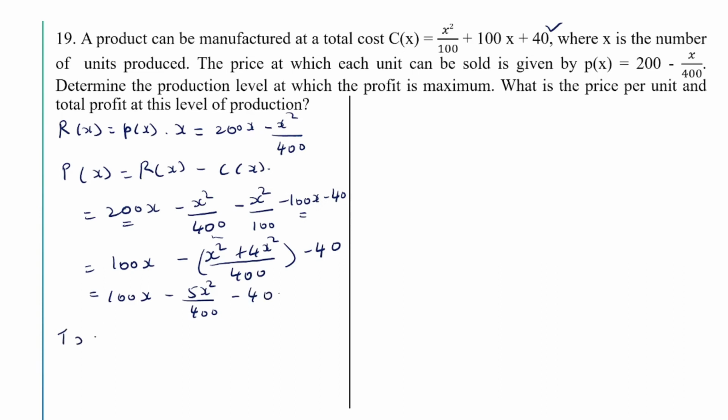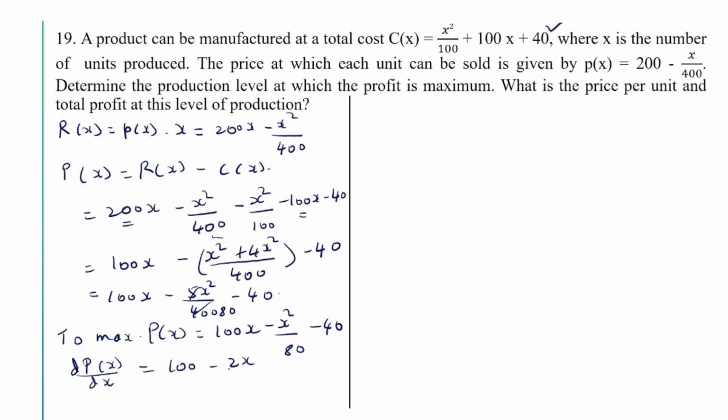So now we have to maximize the profit. To maximize P of x is equal to 100x, this one we can simplify, minus x square by 80 minus 40. So we can use second derivative test to find the point of local maxima. So first let us find dp by dx. So it is equal to 100 minus 2x by 80.